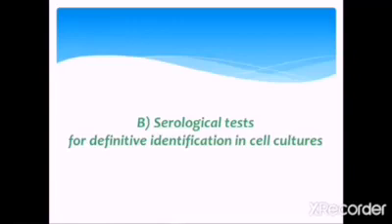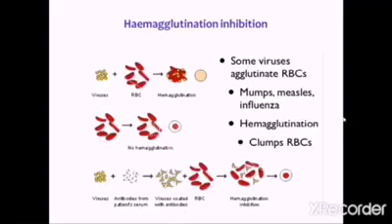There are certain serological tests for definitive identification of viruses in cell cultures. The first one is the hemagglutination inhibition method. In this method, if viruses and their antibodies are homologous, then these viruses are blocked from attaching to erythrocytes, and there is no hemagglutination. So this is called the hemagglutination inhibition method. Obviously, this is possible only for those viruses which can agglutinate RBCs.